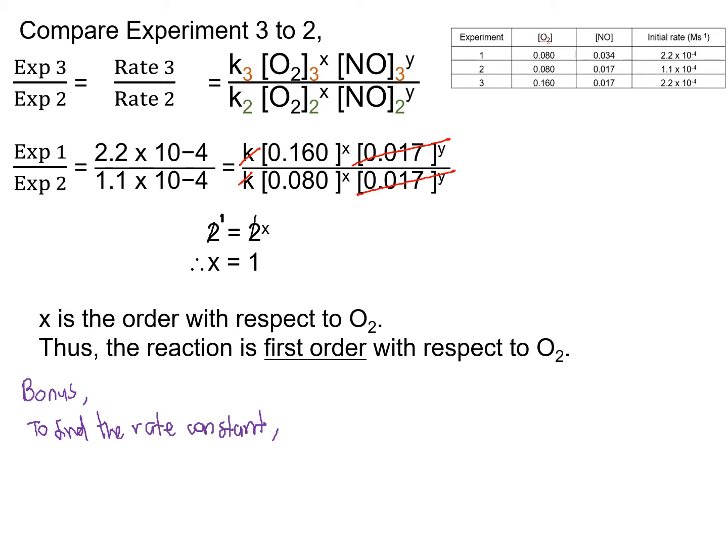so once you have found the order of reaction with respect to each of the reactants, okay, so senang untuk kamu find the rate constant. Rate constant tu apa? Rate constant ialah K. So to find the value of K, okay, you substitute saja ya. Substitute any of the experiment value to the rate law equation.